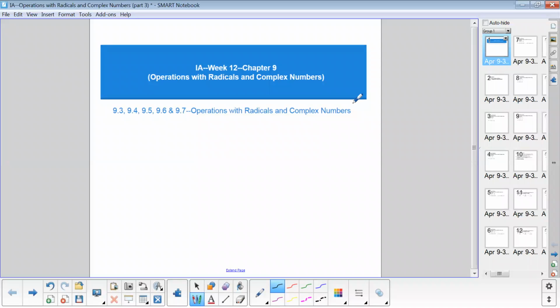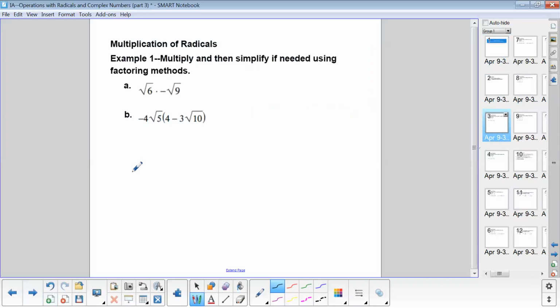This is another video that will discuss more problems with operations with radicals and complex numbers. If you take this first problem, we've got square root of 6 times the square root of 9. There's no factor out here besides 1, but out here we've got -1. So what we're going to have is -1 times square root of 6 times the square root of 9. We could say that is the square root of 54.